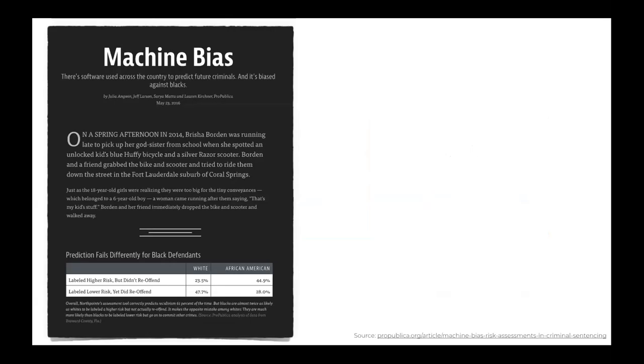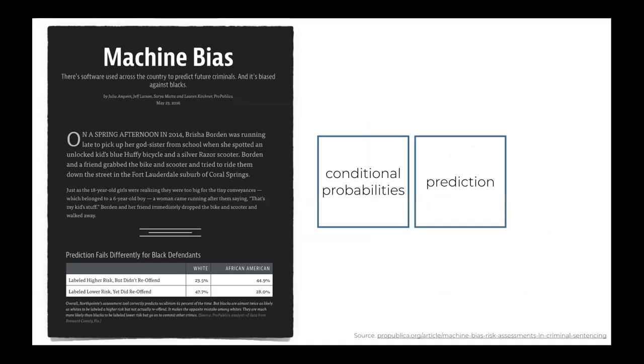So I'll give you two very brief examples. One of them is an article from 2016 from ProPublica on predicting future criminals. And the nice thing here is we're talking about conditional probabilities, what we've done before. They're talking about prediction, another thing they've done in class before, and actually the data comes available so they can actually play around with it.